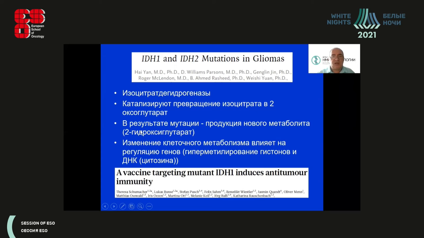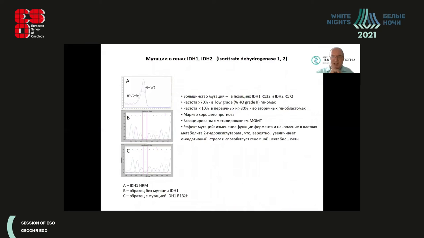But there is a new metabolite that is formed, which is 2-hydroxyglutarate. This metabolite impacts methylation of the genome, first and foremost. As a result of hypermethylation, the biology of the cell is modified, which is very important. There is chromosome instability, which occurs. The MGMT gene is methylated, which is related to the effect of temozolomide. And there is systemic impairment of the tumor biology.